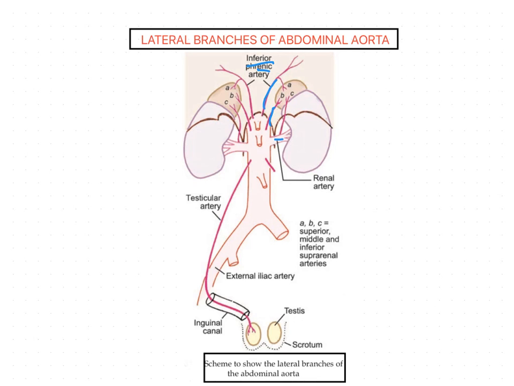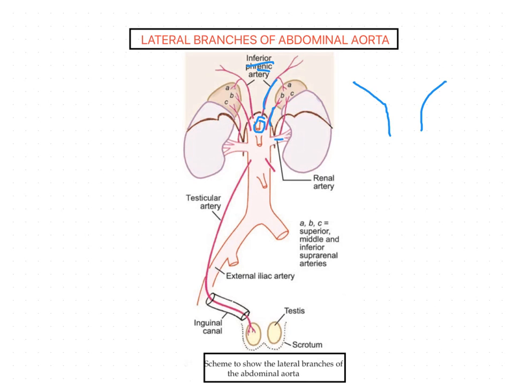Inferior phrenic arteries arise from the aorta just above the celiac trunk. So here this one is the celiac trunk. Above this celiac trunk, a pair of inferior phrenic arteries arise. Each artery runs upwards and laterally. That means on both sides, right and left, each artery runs upwards and laterally, like this.